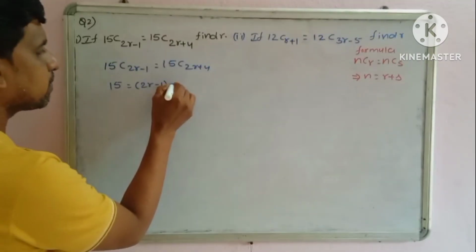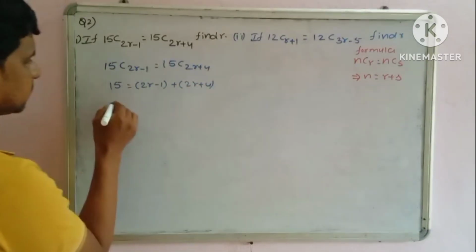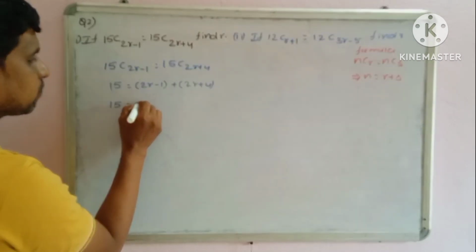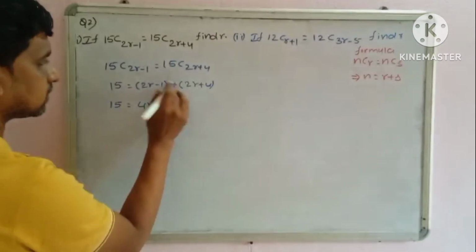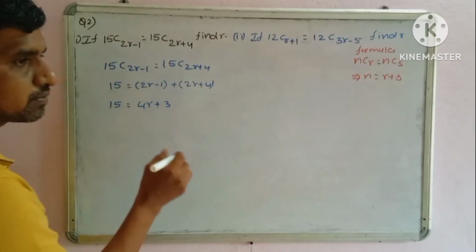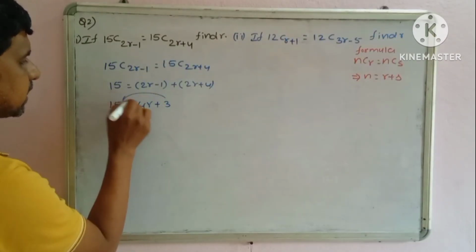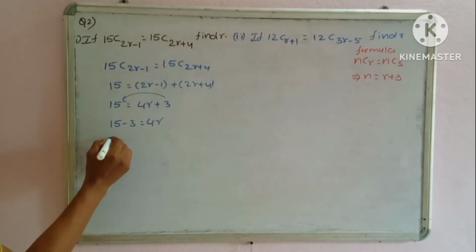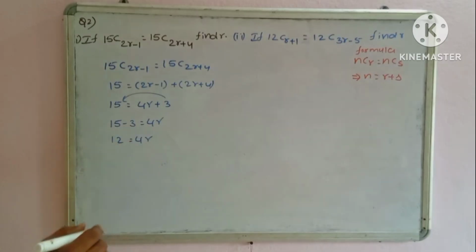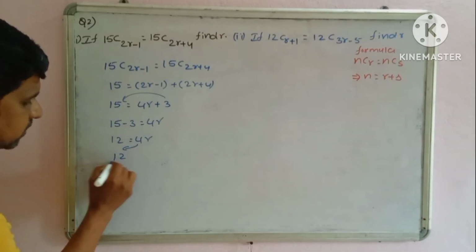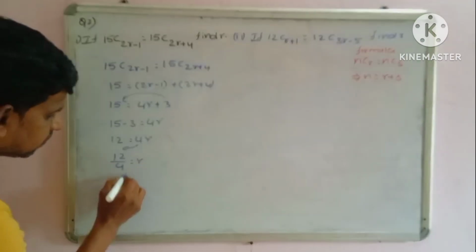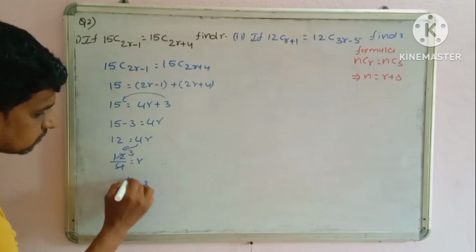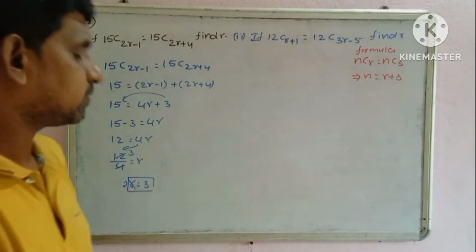So 15 equals (2r minus 1) plus (r plus 4). Now find the value of r. So 15 equals 2r plus r is 3r, minus 1 plus 4 is plus 3. 15, 3 transpose to the left side, minus 3 equals 3r. So 15 minus 3 is 12. 12 equals 3r. So 12, 3 transpose to the left side, divided by 3 equals r. Therefore r equals 4.